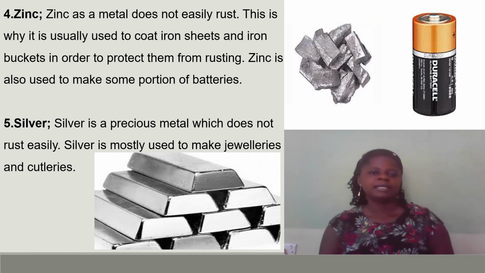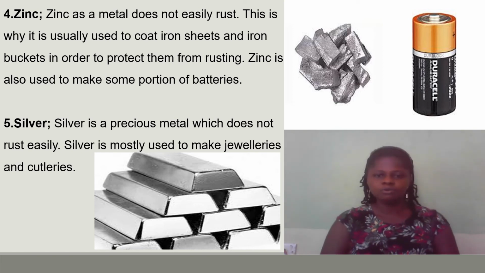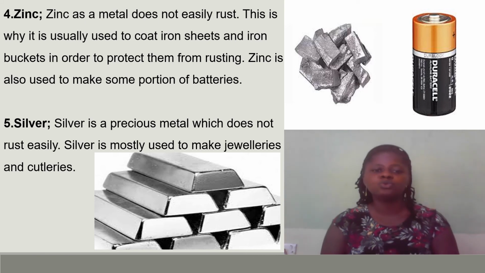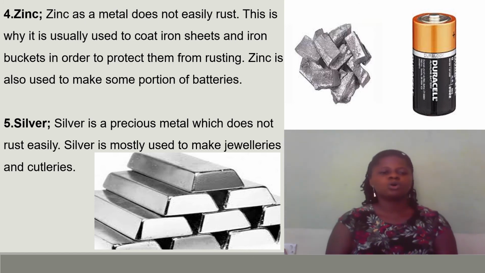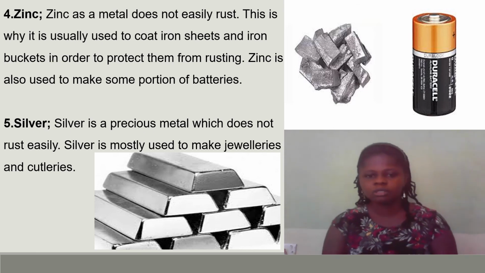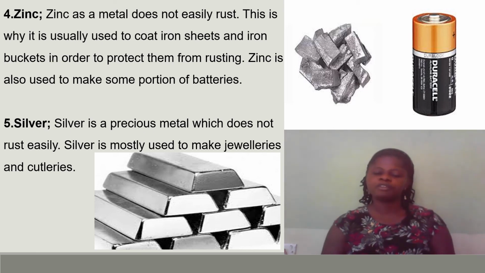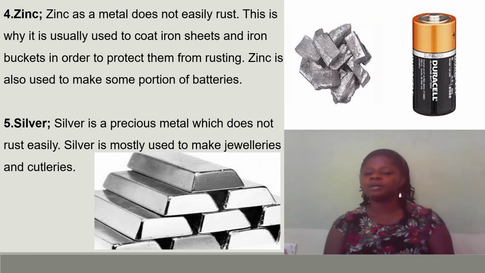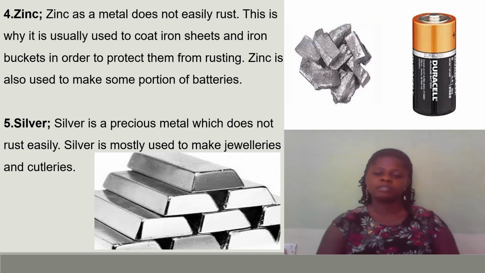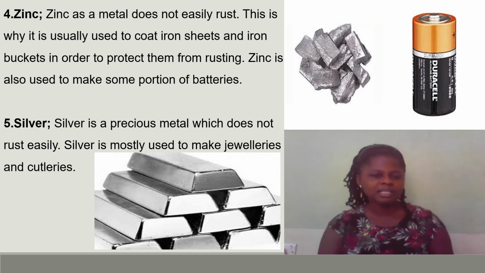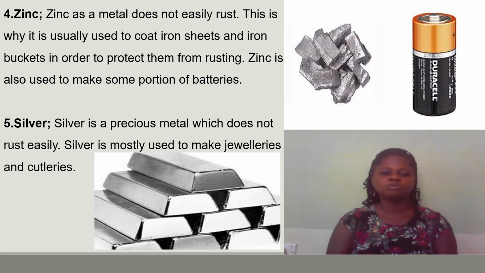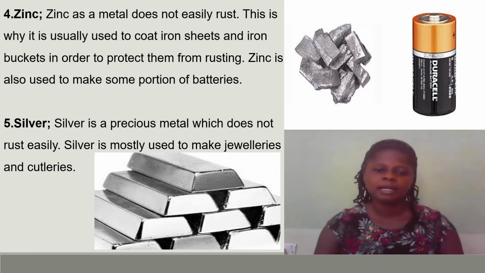Now zinc. Zinc is a metal that does not easily rust. This is why it is usually used to coat iron sheets and iron buckets in order to protect them from rusting. Zinc is also used in making some portions of batteries. Be it car battery or the smaller batteries you use at home, there is a portion of it that is made from zinc. Silver is also a precious metal that does not rust easily and is mostly used to make jewelries and cutleries.